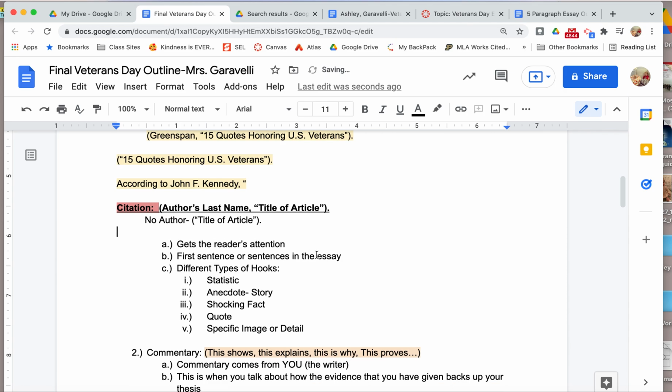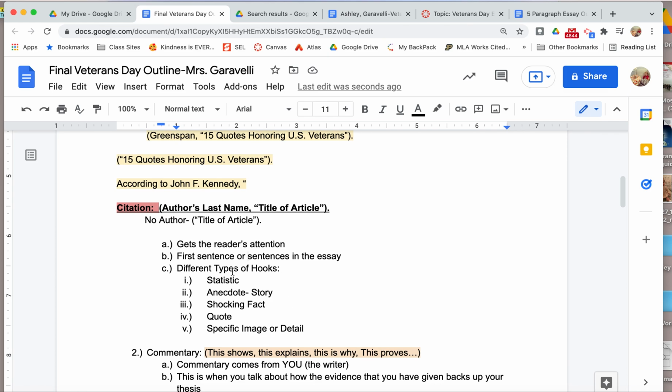So it gets the reader's attention. It's the first sentence of the essay, and these are different types of hooks. Like we talked about, if you were trying to catch a fish, you would use bait. Well, this is your bait. You're going to try to catch your reader, get them to continue reading your essay. So it needs to be interesting.